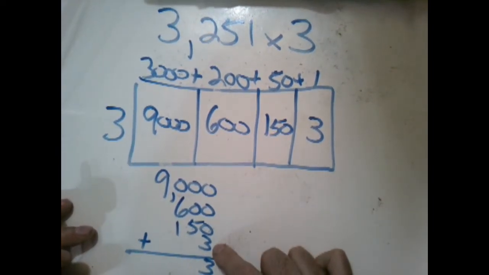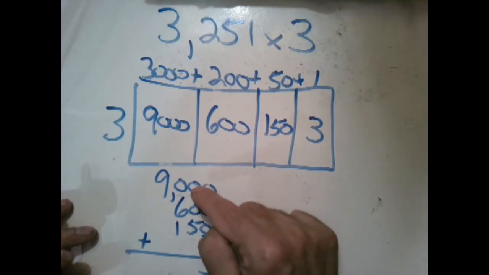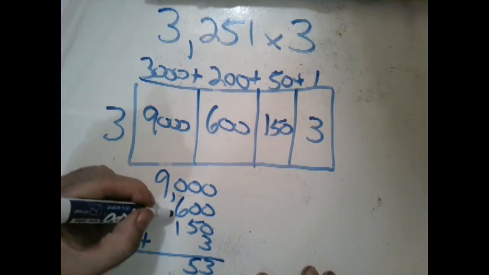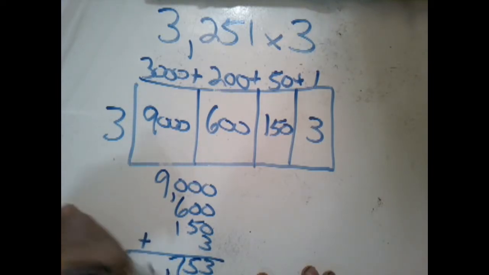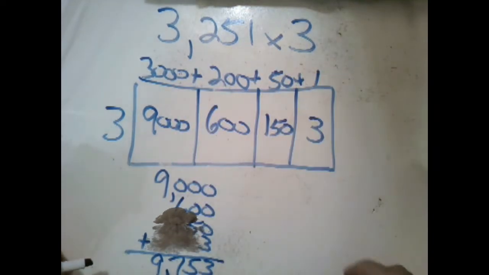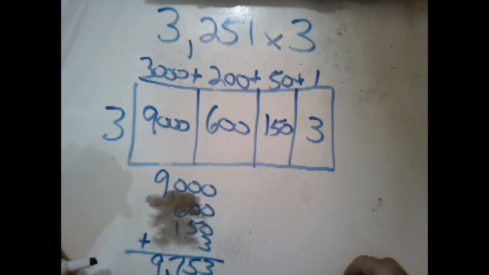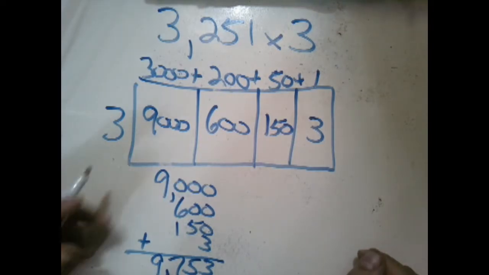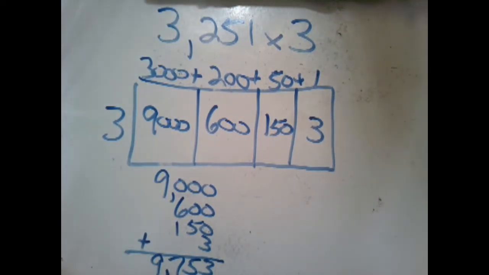I have 3, 0, 0, 5, 0, 6 plus 1 is 7, and 9 plus nothing is 9. So my final answer would be 9,753 if I multiplied those together. That's just another way of doing the same strategy with a different value.